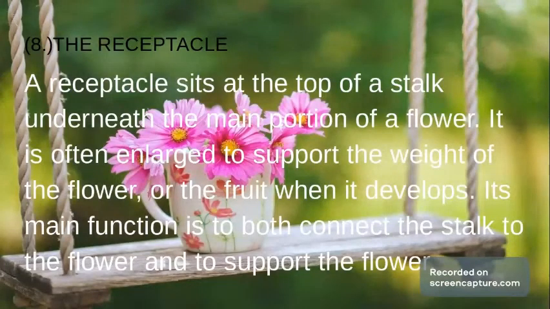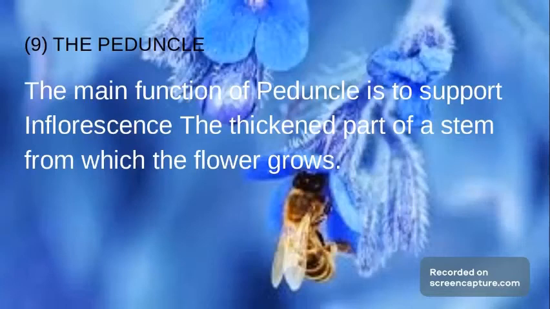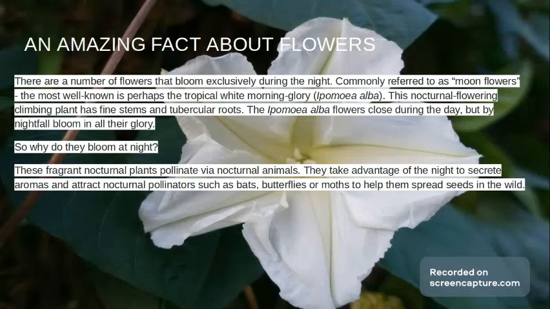The receptacle. A receptacle sits at the top of a stalk underneath the main portion of a flower. It is often enlarged to support the weight of a flower or the fruit when it develops. Its main function is to both connect the stalk to the flower and to support the flower. The peduncle. The main function of the peduncle is to support inflorescence, the thickened part of a stem from which the flower grows.